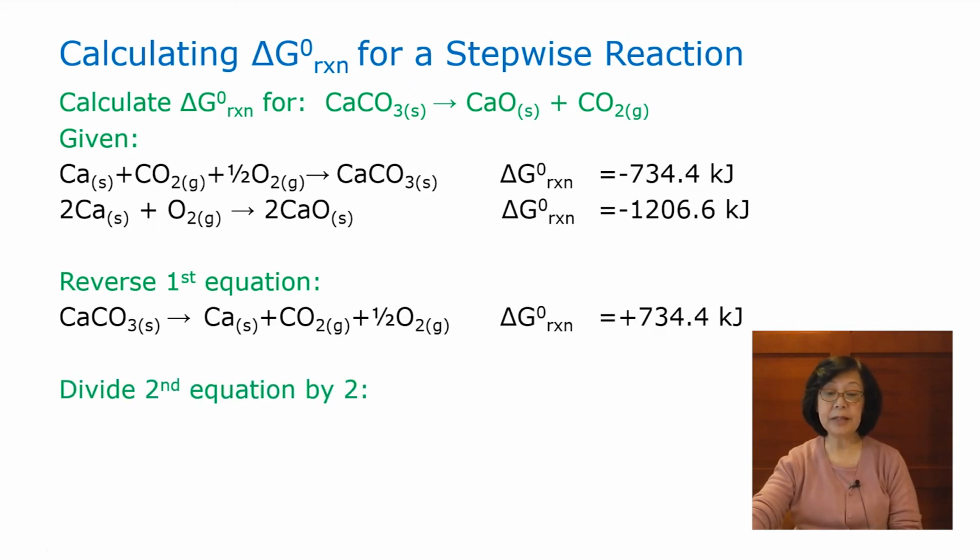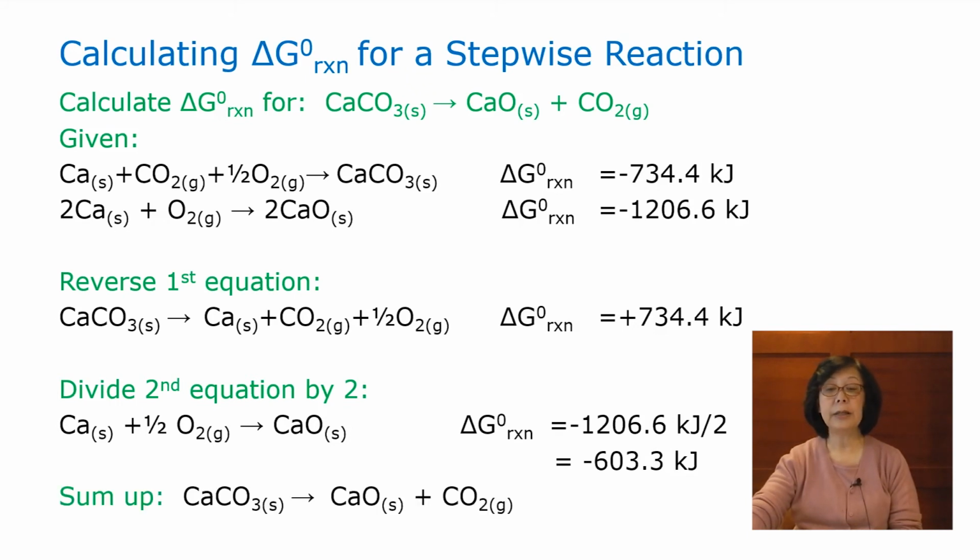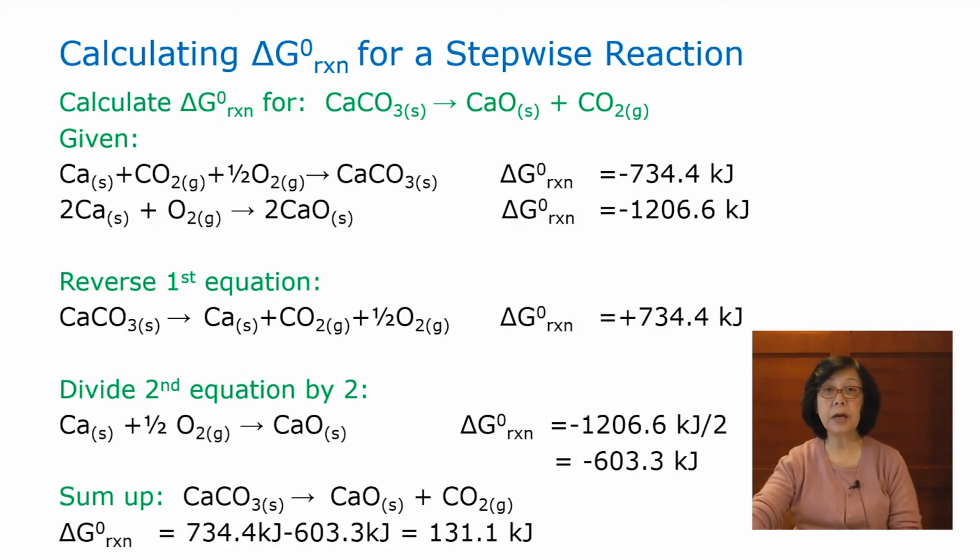kilojoule. Secondly, we need to divide the second equation by 2 because we want to have only 1 mole of calcium oxide. So we take that value of negative 1206.6 kilojoule divided by 2, coming up with negative 603.3 kilojoule. Now you add up the 2 equations, you will obtain the target equation, and you will also add up the delta G0, which is equal to 131.1 kilojoule. So I have just gone through the 3 ways to calculate the Gibbs free energy change at standard conditions for a reaction.